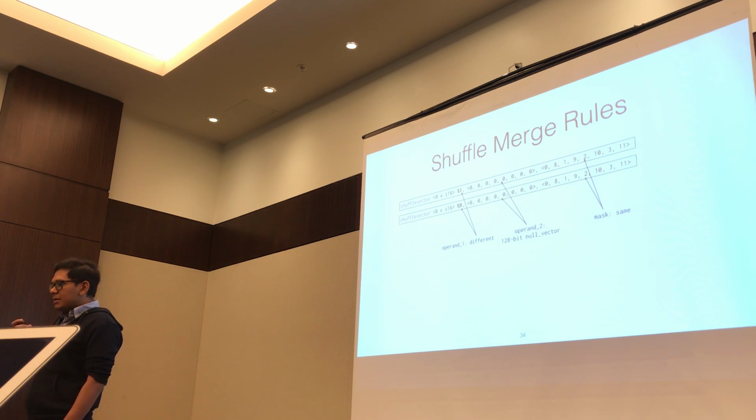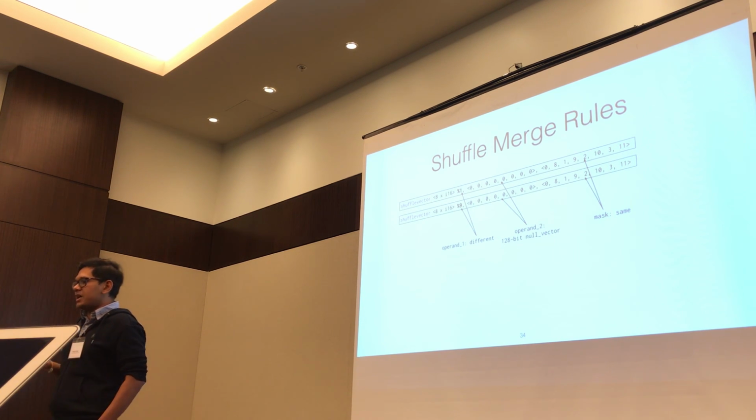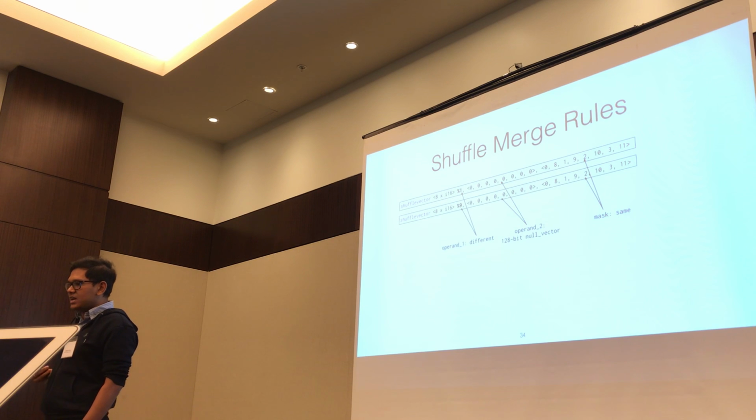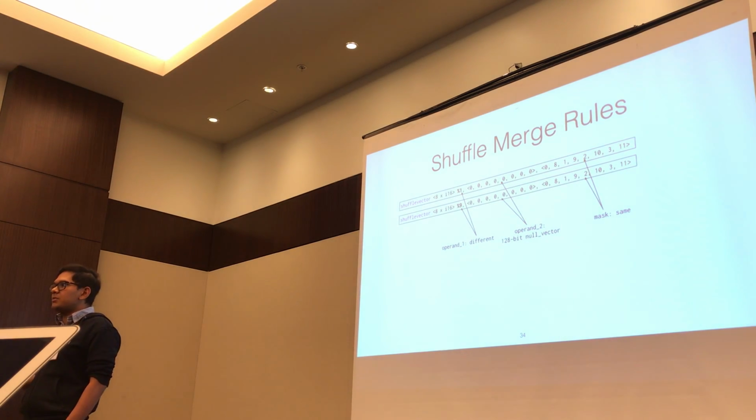Here, the first operands of the two shuffle vectors are different, in the sense that we do not know the contents of them. But the second operands are just 128-bit null vectors, and the mask is the same. The deciding factor for the shuffle merge rule to be applied here is that we do not know anything about the first operand in the two shuffle vectors. So we have to do a generic lane widening.